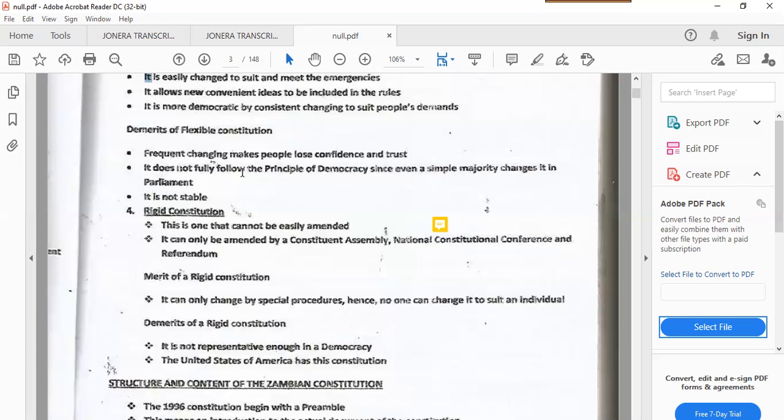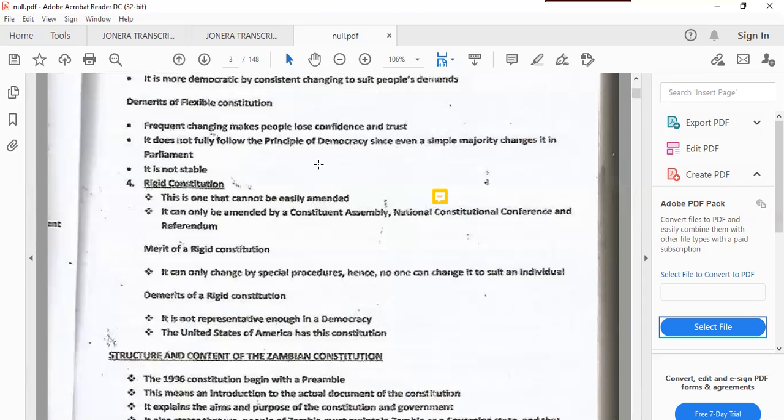It does not fully follow the principle of democracy because even a simple majority changes it in the parliament. Sometimes to change a rule, you need to consult the entire state. Everyone has to take part, everyone has to read that document, and everyone has to have a vote. But it's somehow not democratic because parliament can just decide, let's have an assembly meeting and let's change a subsection of this type of law. So it's not fully democratic and it's highly unstable. It's very unstable because it's subject to change over time. So that ends our discussion of a flexible constitution.